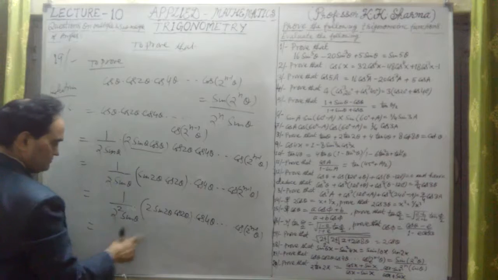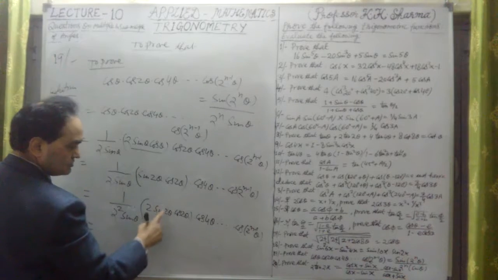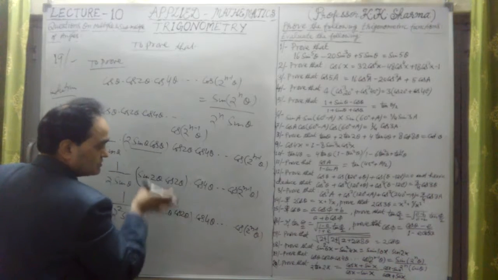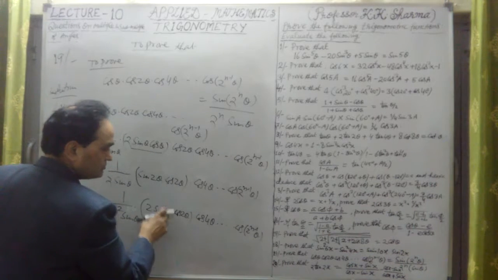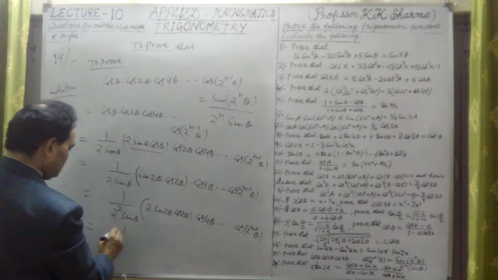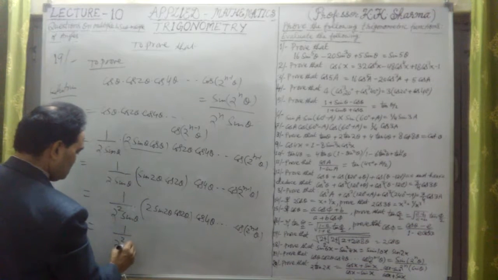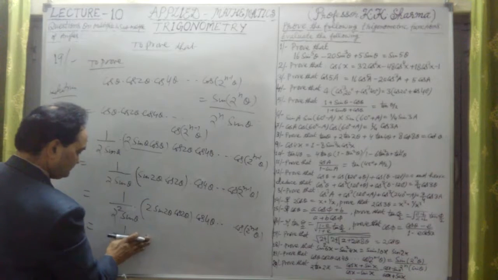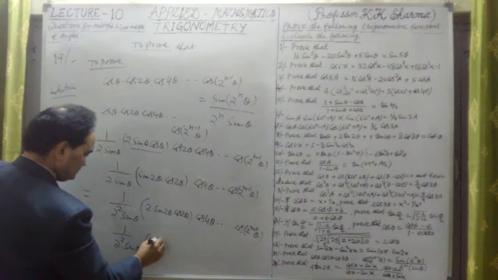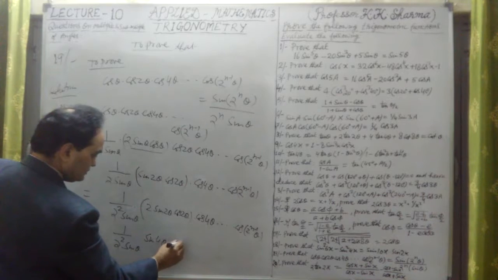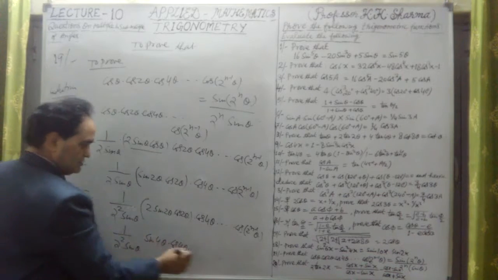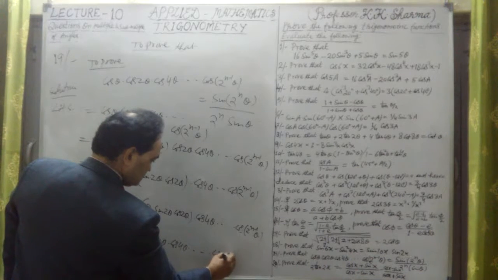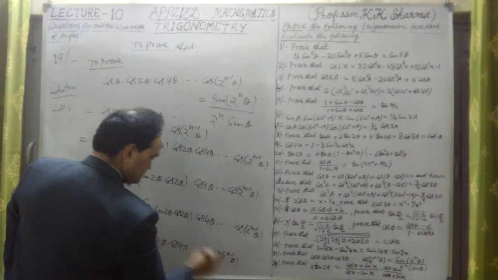So what do we see here? This is again sine 4 theta now. Sine 2 theta, cos 2 theta: 2 sine 2 theta cos 2 theta, because the angle is double, so this is sine 4 theta. Again, let's write it as 2 raised to sine theta into cos 4 theta, or sine 4 theta into cos 4 theta is already there. Lacking 2, we have to again divide it by 2 raised to n minus 1 theta.